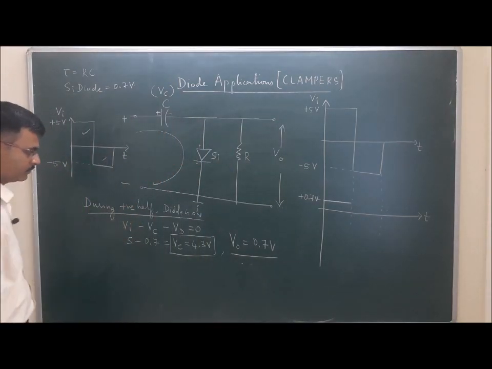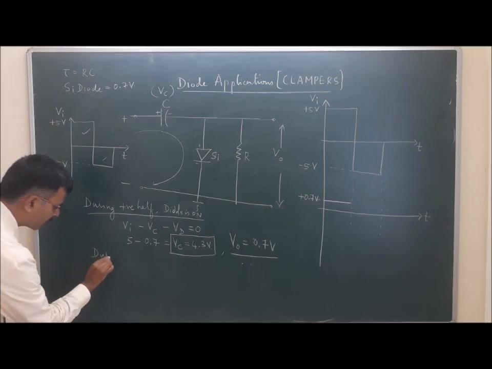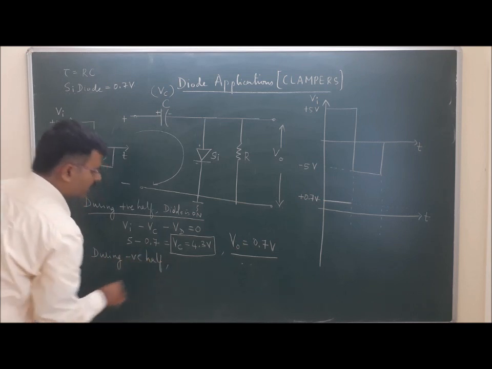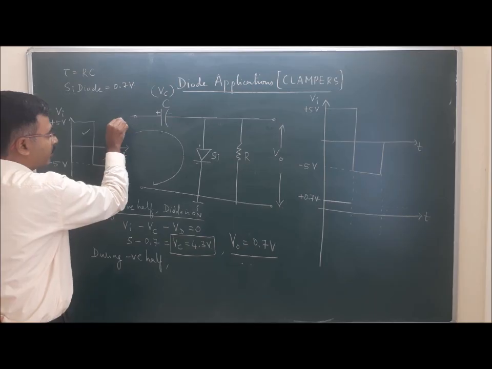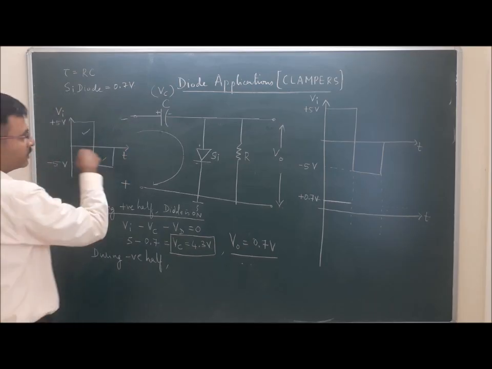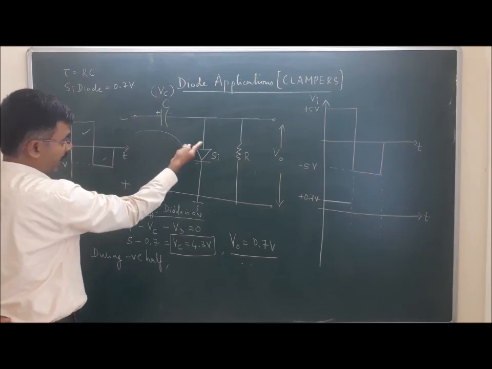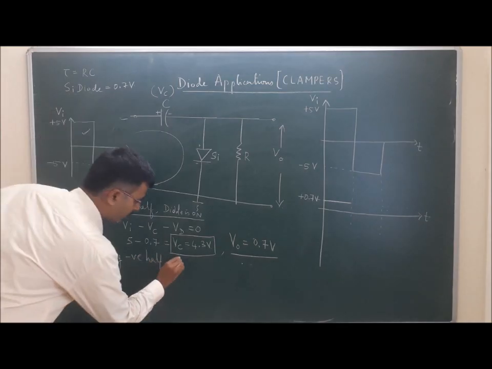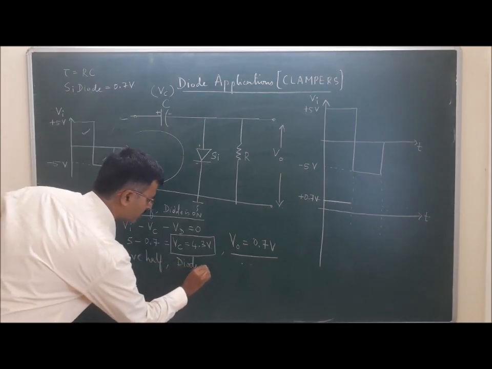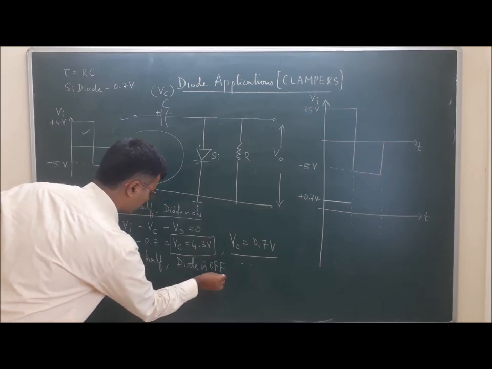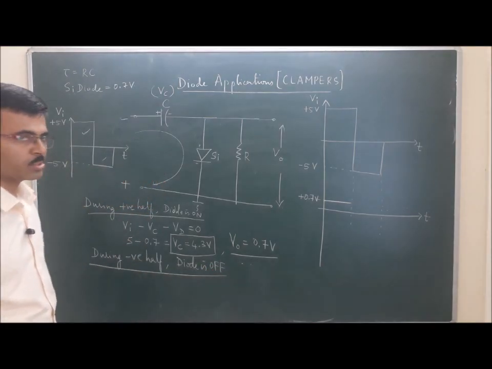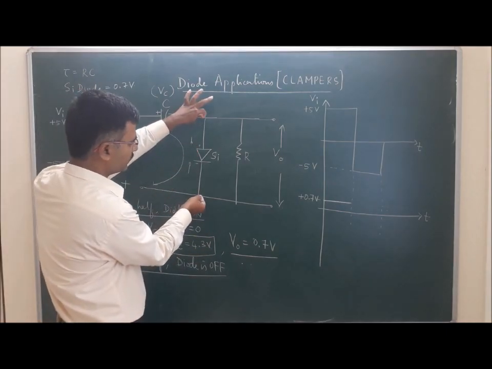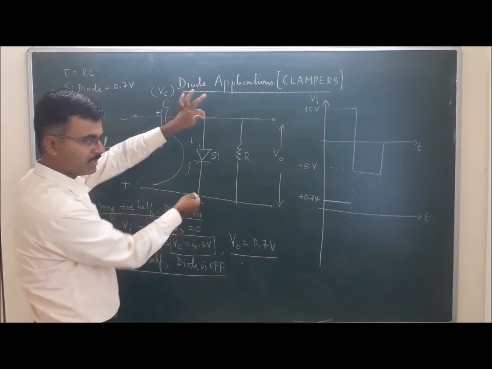Then what about the negative half? During the negative half, what is the status of the diode? When I say negative, minus, plus, which means we are applying negative voltage to the anode and positive voltage to the cathode of the diode. That means the diode is reverse biased. Diode is off. So when the diode is off, it behaves as if it is an open circuit. This line behaves as if it is an open circuit, that means this line has to be detached.